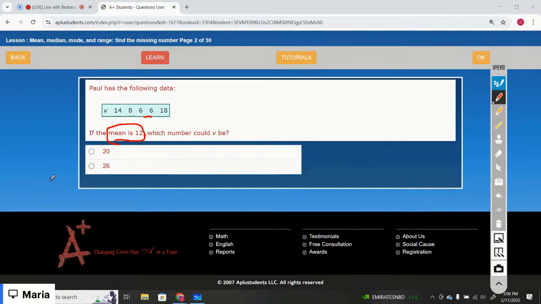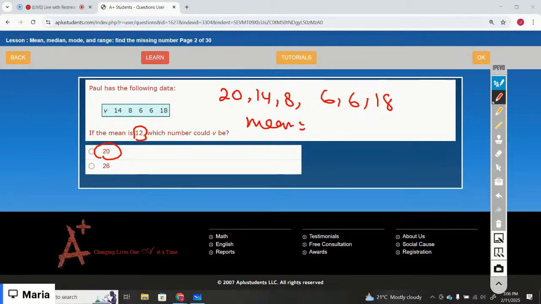Paul has the following data. If the mean is 12, you are given the mean is 12. What number could V be? You have to see V is which number. So let's suppose if V is 20. 20, 14, 8, 6, 6 and 18. Let's just calculate mean. Add all the numbers, the sum of the numbers divided by 6, right? The sum is 20 plus 14 plus 8 plus 6 plus 6 plus 18.